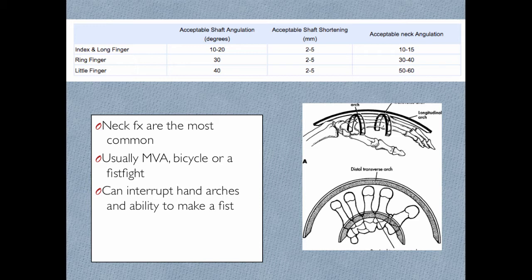So neck fractures of the metacarpal are the most common and usually occur during motor vehicle accidents, bicycles, or some sort of fist fight. These fractures can interrupt the hand arches and the ability of a person to make a fist.